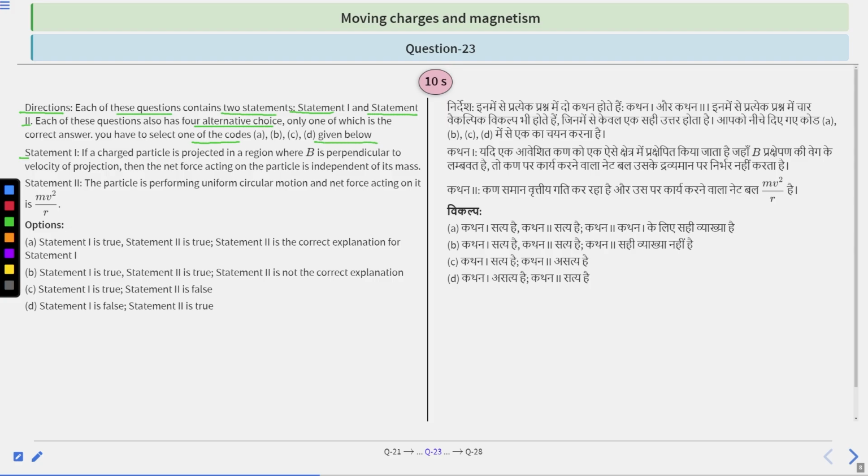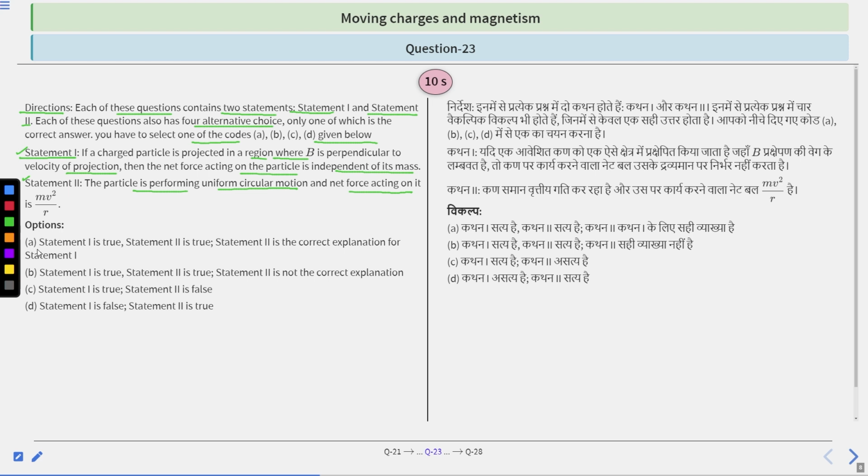So statement first is, if a charged particle is projected in a given region where B is perpendicular to the velocity of projection, then the net force acting on the particle is independent of its mass. This is statement first. Statement second, the particle is performing uniform circular motion and the net force acting on it is mv square by r. Clear? So two statements are given. Which one is correct?